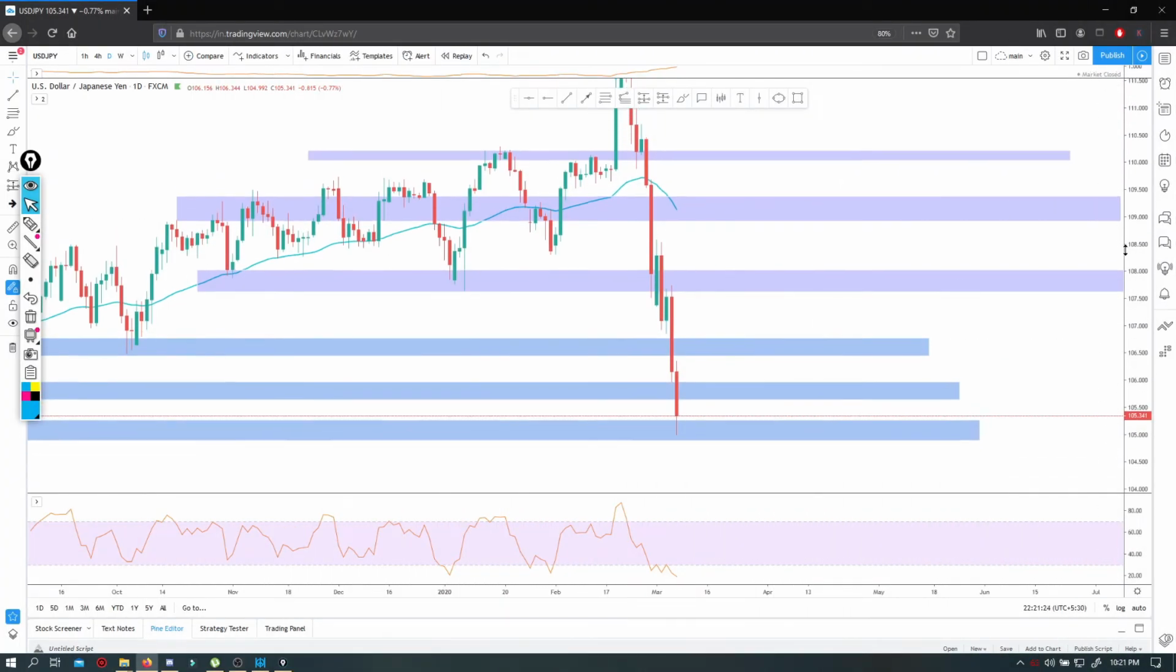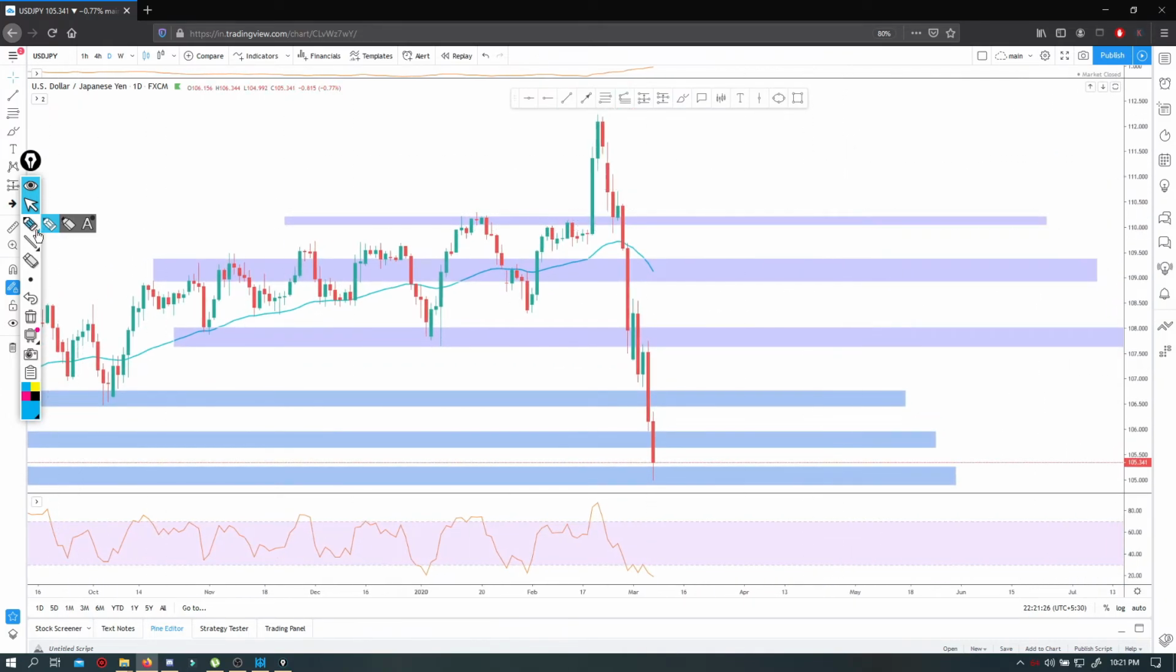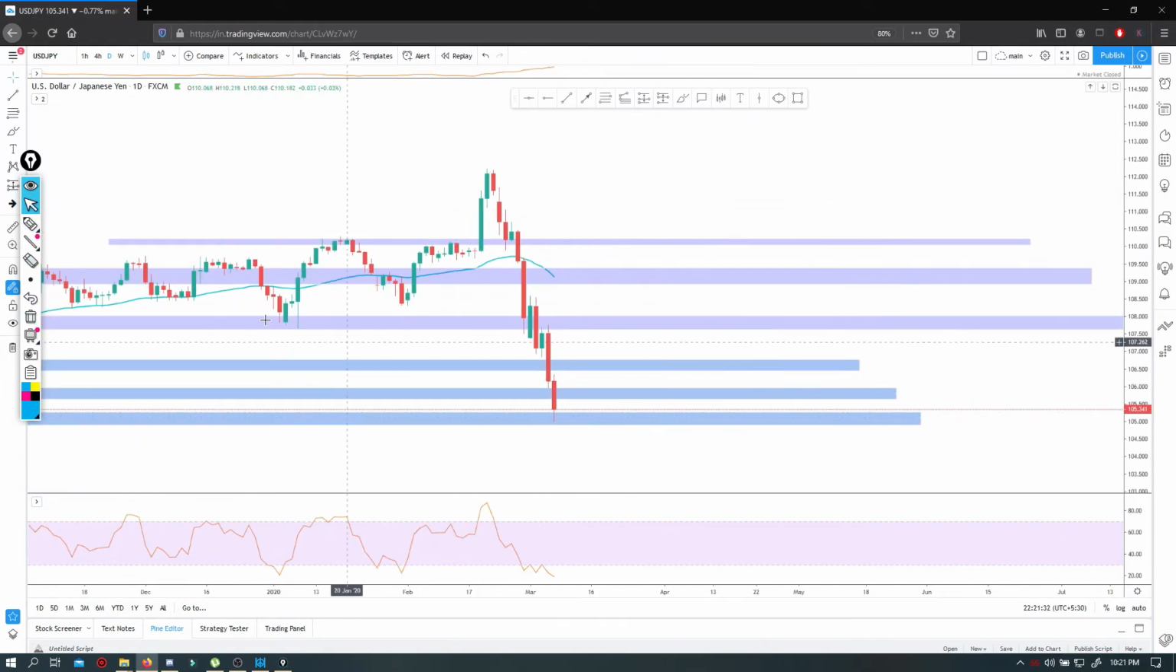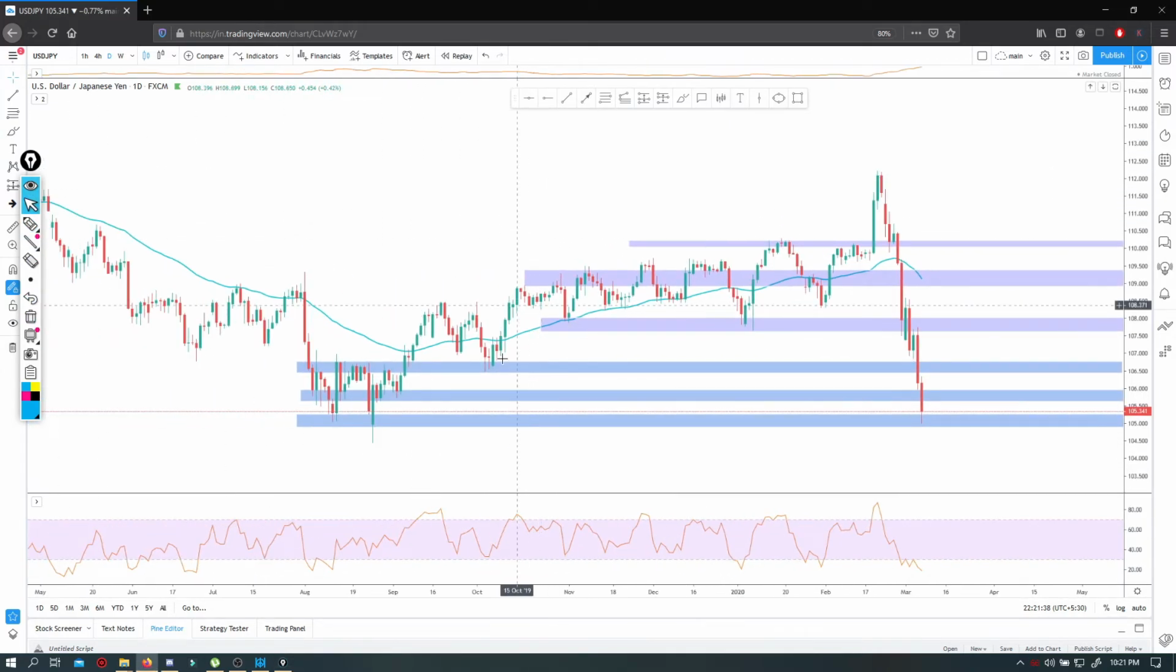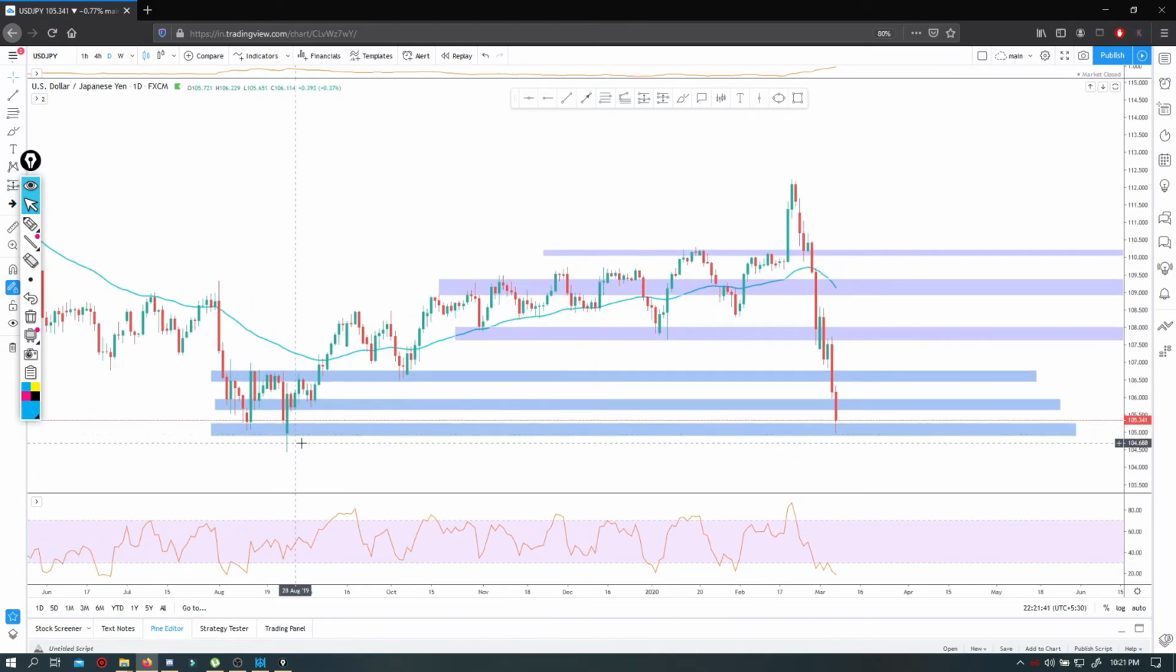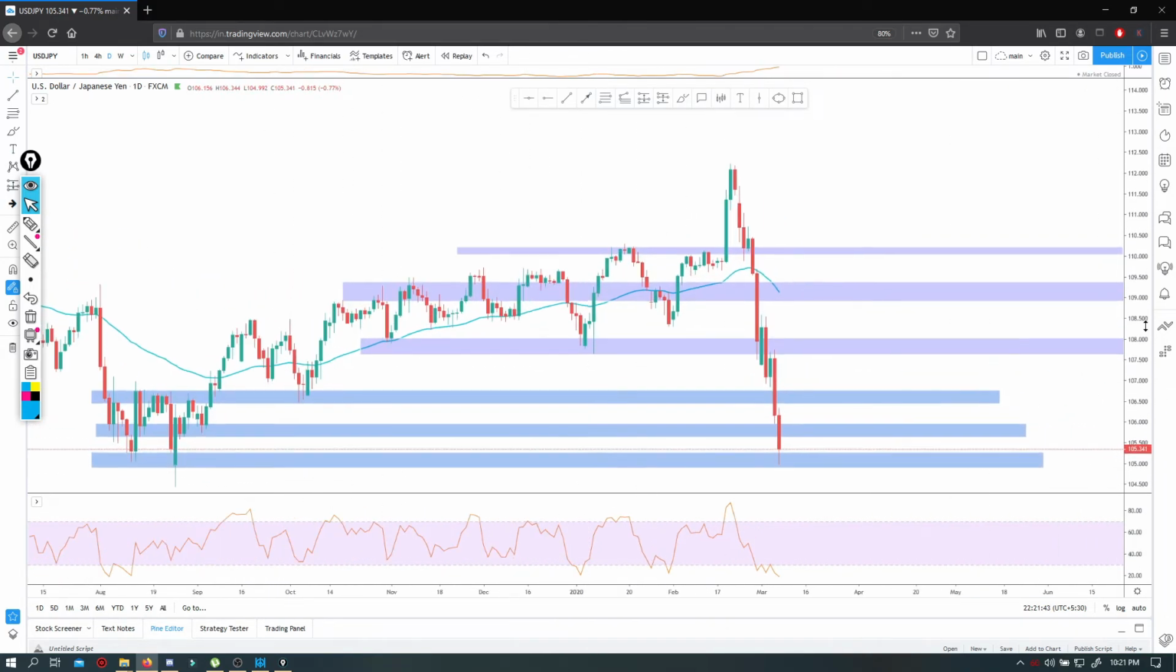The last pair is USD/JPY. As we can see right here, USD/JPY is in a very nice downward move, and if we look at the last daily candle, we can see that it got some rejection near this zone. And if we look left, we can see that these zones are multiple tested zones, and these are quite powerful.